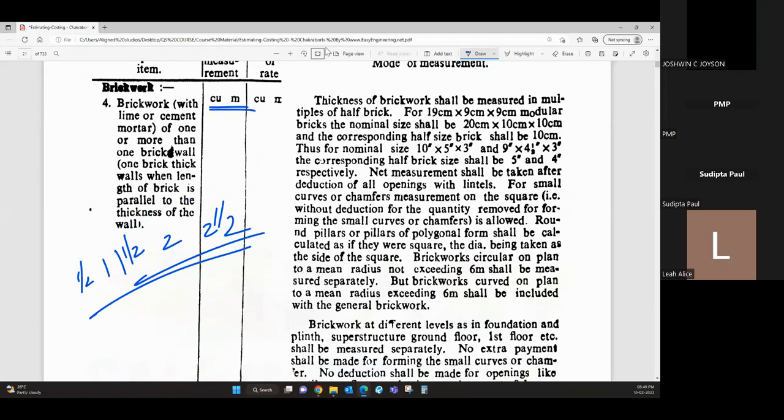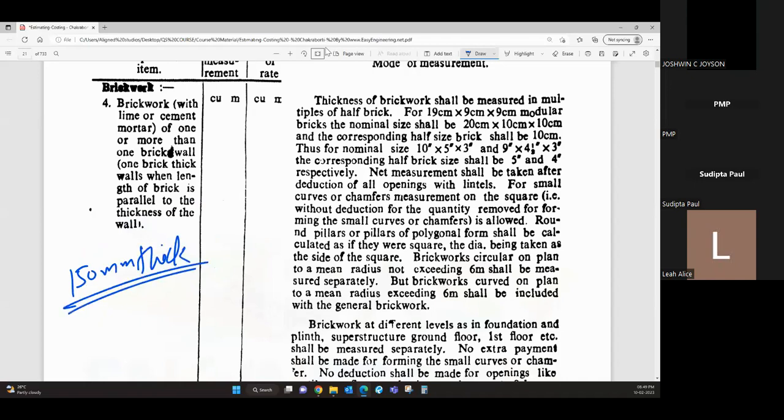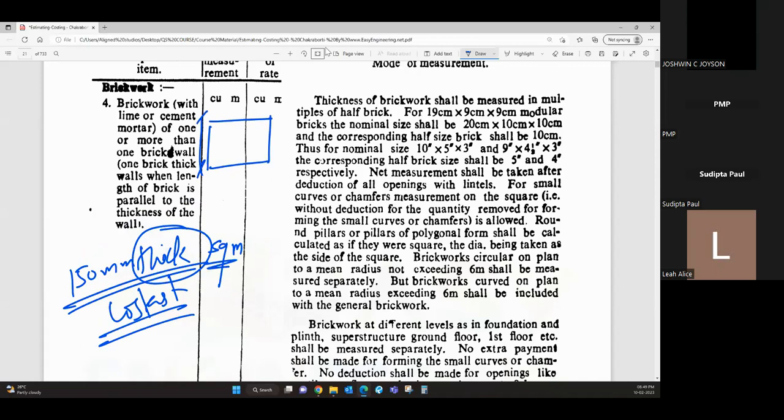But if somebody tells you that you have to develop a 150 mm thick brick wall, now the thickness is a constant. At that time, you can go to square meter, in which you will get two things: the height of the brick wall and the length of the brick wall. Thickness is already a constant, so no need to worry about that. You will just multiply the height and length, you will get the area, and with this area you will get the cost or rate per square meter of this 150 mm thick brick wall.